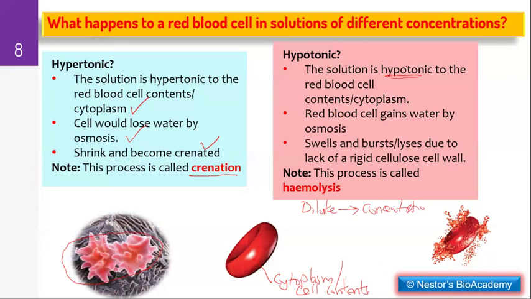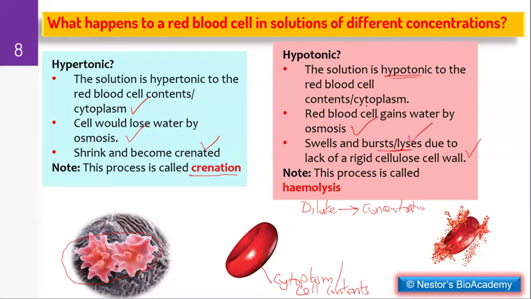So if the solution is hypotonic to the red blood cell, we expect the red blood cell to gain water by osmosis, then it will swell and burst, or it will undergo lysis. And this happens because, unlike the plant cell, which was not undergoing any sort of bursting, the red blood cell does not have a rigid cellulose cell wall that can prevent that. We are going to explain this in a short while.